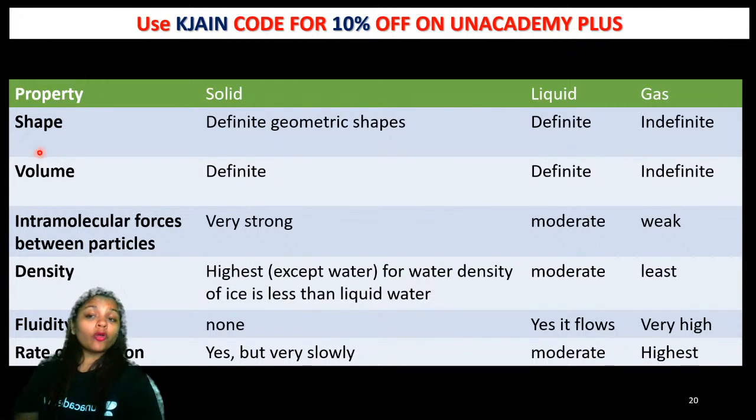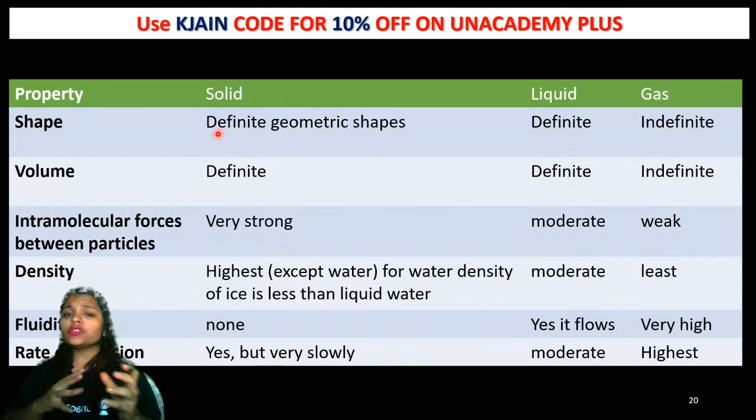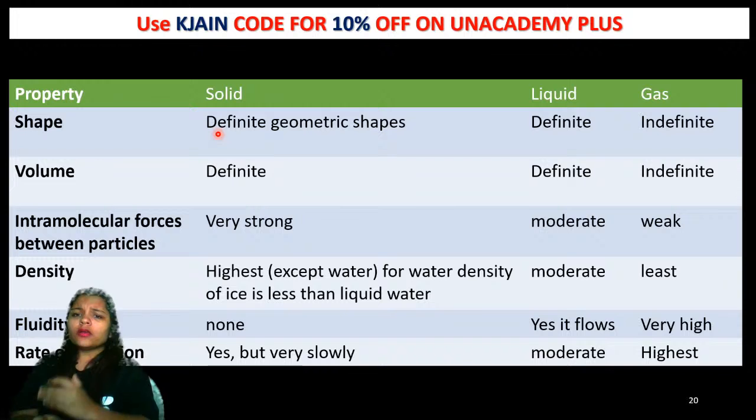For example, if I'm talking about shape, then solid has a definite geometrical shape. This has some dimension. Dimension is fixed. Its length is fixed, breadth is fixed, height is fixed. So solid has a definite geometrical shape. Liquid, it does not have any kind of shape.